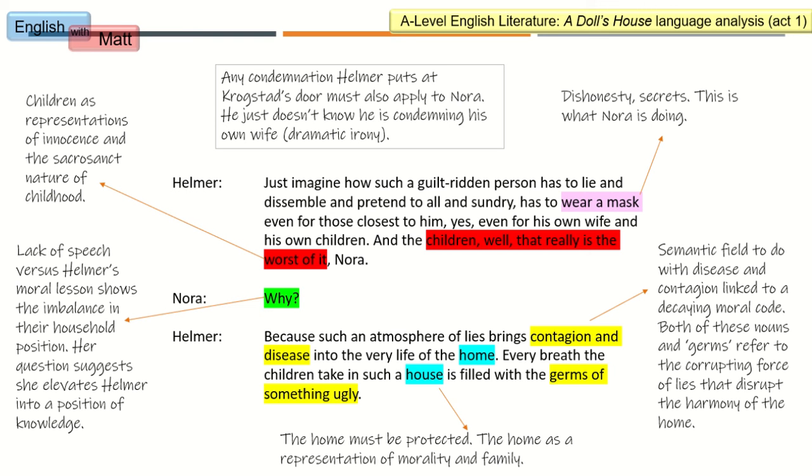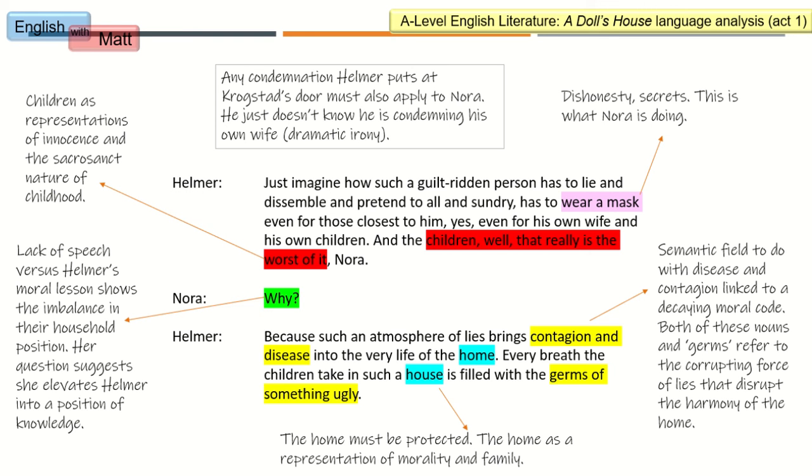And of course, what Halma is saying here is that lies in the home contaminate that home and turn it into something ugly. And of course, in blue, finally, we have those two nouns, home and house, suggesting that he's saying that the atmosphere of the home is almost sacrosanct. It must be protected because the home is a representation of morality and family. But of course, even though it's Christmas time, and even though that Christmas tree is decorated quite lovely in the beginning, it begins to become dishevelled. And that mirrors, of course, the quality of their marriage as the secrets and lies become out of control.